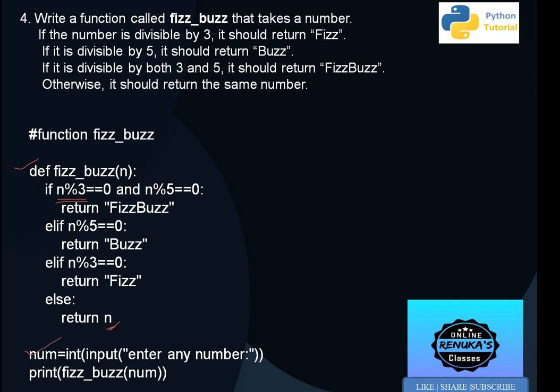So the program will start from here. It will take one number and call the FizzBuzz function. So with this parameter, it will go to the definition part, and from here it will find out the result, whatever the result will be, either this or this or this or this. After taking the result, it will come back to this statement and print the result. So starting from the calling part, moving to the definition, deciding the result, and returning back to the calling part.